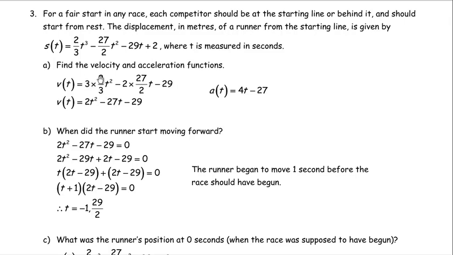Now, these 3's divide out to give us just 2t squared. These 2's divide out to give us just minus 27t and then minus 29. So that's the velocity function.